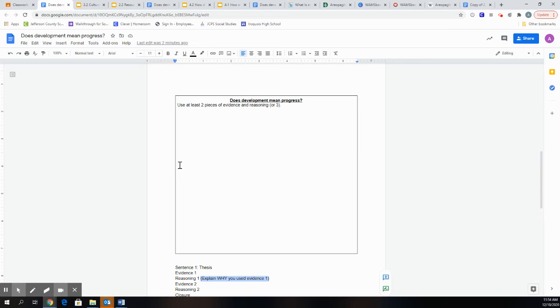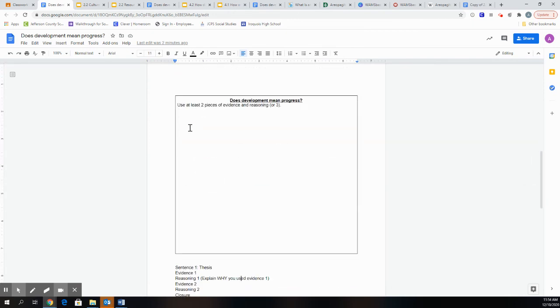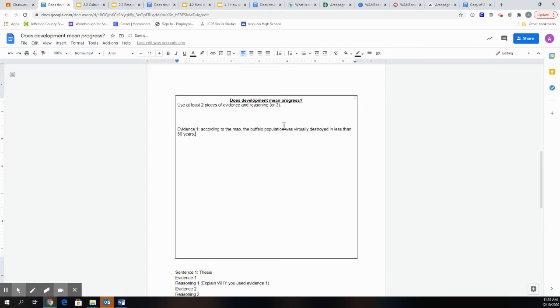But also then you would put, okay, no, development does not mean progress. And you can put the first piece of evidence, like I said: according to the map, the buffalo population was virtually destroyed in less than 50 years. And then your reasoning, explain why that is a bad thing.